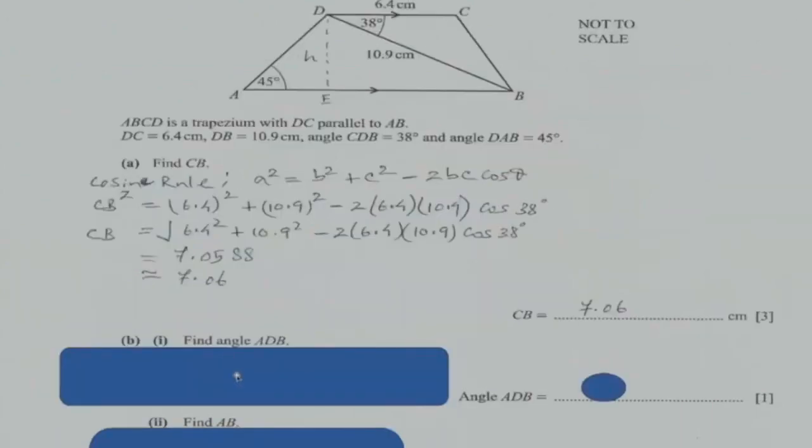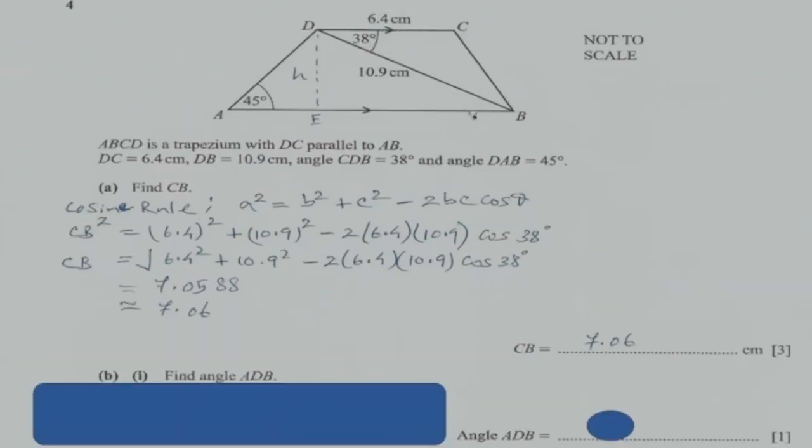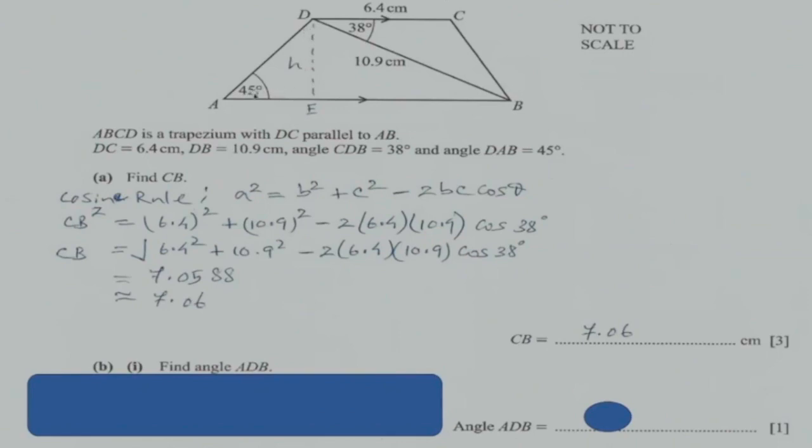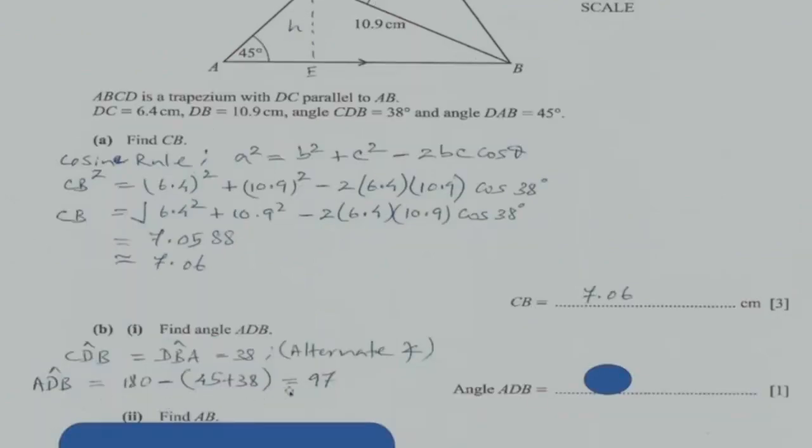CB equals 7.06. Find angle ADB. This angle we have to find. These two lines are parallel. Alternate angles are equal. Then this is 38, and this is also 38. Then from this triangle, 180 minus (45 plus 38), we can get ADB. It is 97 degrees. So ADB is 97 degrees.